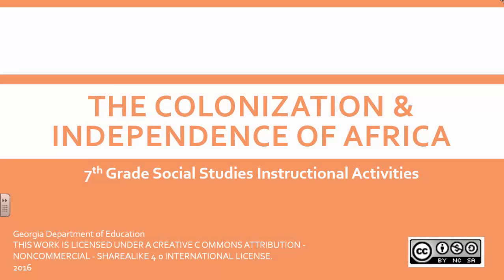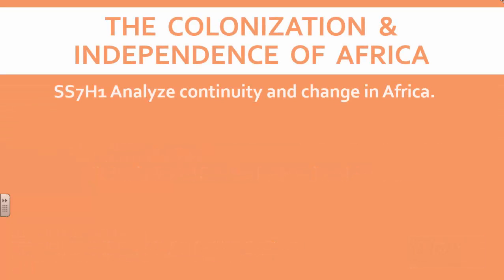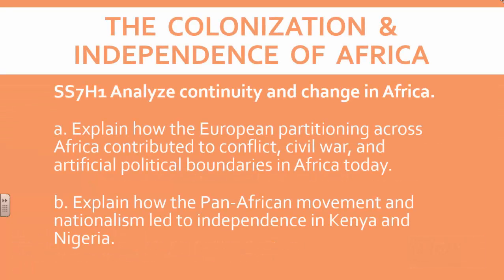Welcome! Today we will look at some teaching techniques that can be used to teach history standards focusing on the colonization and independence of Africa. The first history standard in Social Studies Grade 7 asks students to look at the continuity and change in Africa. Part A focuses on the European partitioning and its effects. Part B focuses on the Pan-African movement and how nationalism led to independence.